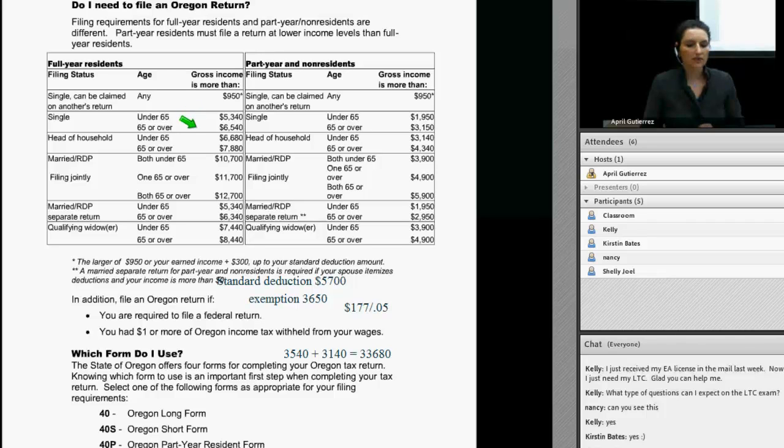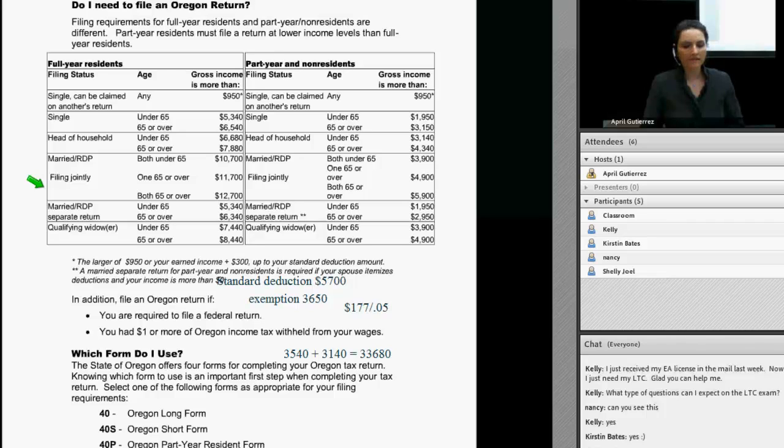If you move over to married filing jointly, the filing requirement is $10,700, and if one of you is age 65, it goes to $11,700, and if both of you are age 65, it goes to $12,700. So what that is telling you is that the additional standard deduction for being age 65 is $1,000 for married people, and it's $1,200 for single people.